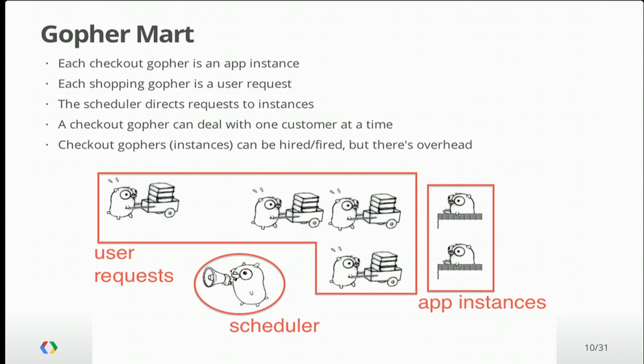And checkout Gophers can be hired or fired in our Gopher Mart. But there is a certain overhead to this. This models how we deal with App Engine instances. They take a little bit of time to start up. They're very quick to start up in Go, but still a non-zero amount of time. And they can't be fired straight away. So our Gopher Mart has serious industrial relations laws. You need to keep your checkout Gophers around for at least 15 minutes after they've been hired.